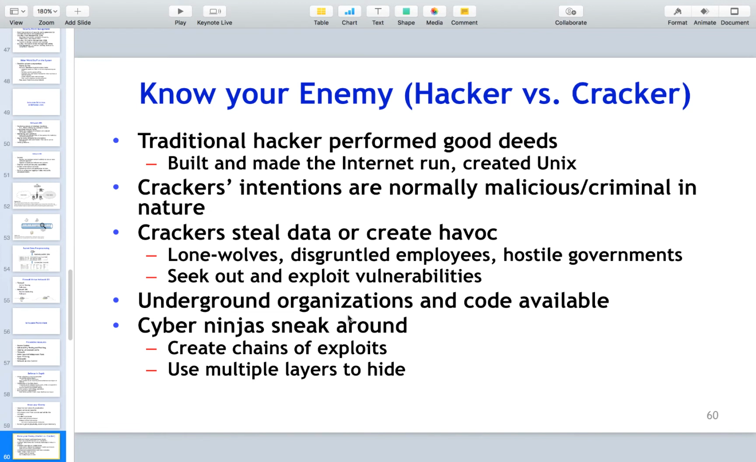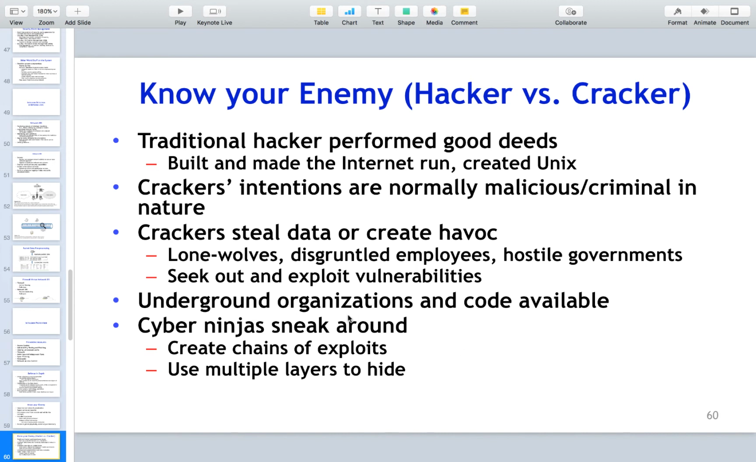The difference between a hacker versus a cracker. A hacker performed good deeds, built and made the internet run, created Unix. Crackers' intentions are normally malicious, criminal in nature. Crackers steal data or create havoc. Lone wolves, disgruntled employees, hostile governments. They seek out and exploit vulnerabilities. Underground organizations, cyber ninjas sneak around, create chains of exploits, use multiple layers to hide.